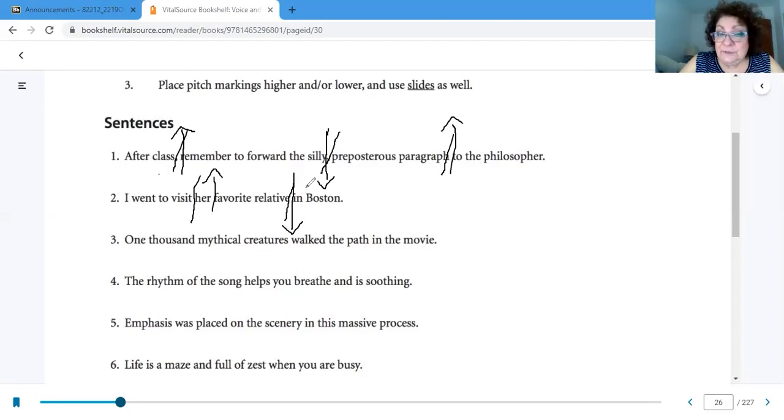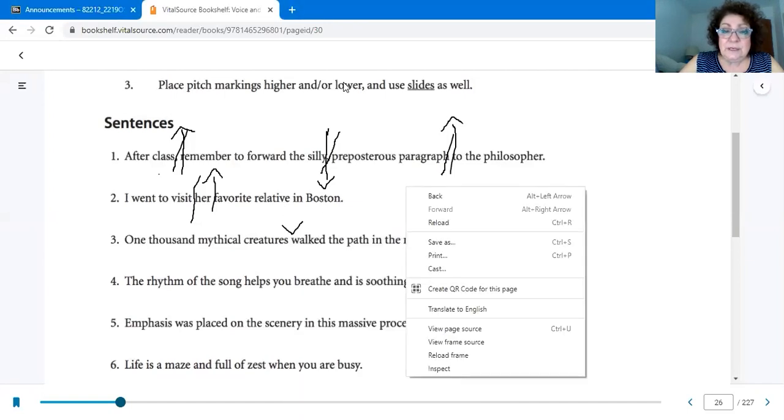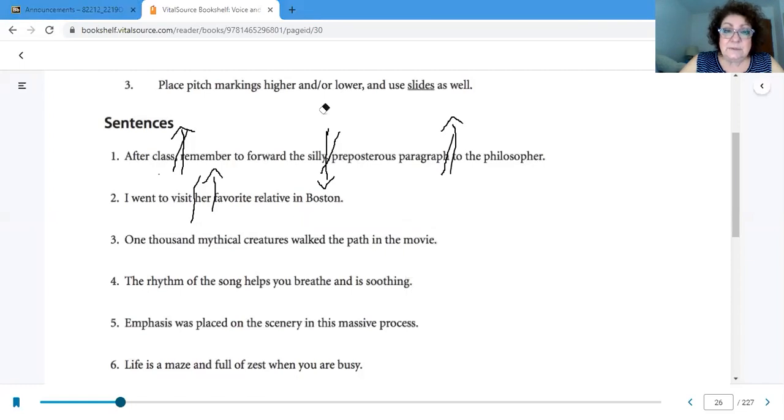Sometimes it gets confusing when there's two script markings here. So even when you get used to it, you can use the pitch down, and that also may reflect for you a pause down as well. It's up to you. I went to visit her favorite relative in Boston. So it's like a pause plus a pitch down if you wanted to save yourselves, because sometimes it gets a little confusing with double script markings.